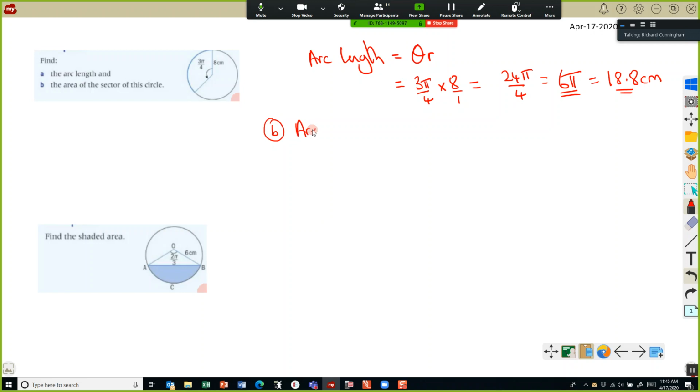Okay, the area of the sector. We said the formula was theta over 2 times pi r squared. We're having to use these formulas because we're dealing in radians. So theta is 3 pi over 4 divided by 2 times pi times the radius, which is 8 squared. I can put all this into the calculator if I want. What's 3 pi over 4 divided by 2? What's that going to be equal to? How do I divide fractions? Somebody from SL?